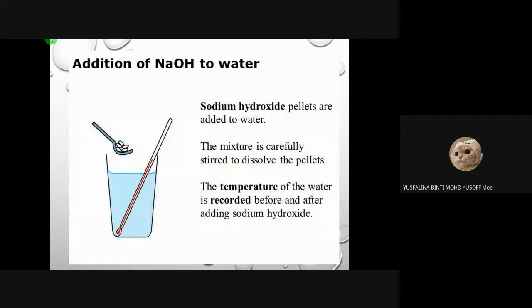Okay, this is another example of an exothermic reaction: addition of sodium hydroxide to water. When you add the sodium hydroxide pellets, the mixture is carefully stirred to dissolve the pellets. The temperature of the water is recorded before and after adding the sodium hydroxide. You can see there is an increase in temperature. Later we will see the experiment.